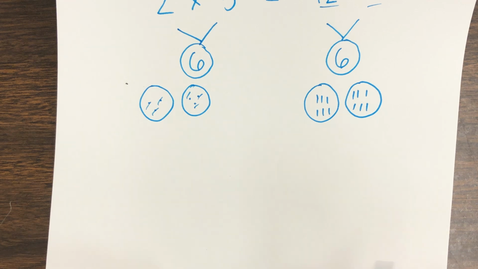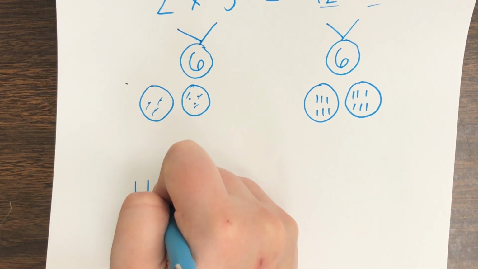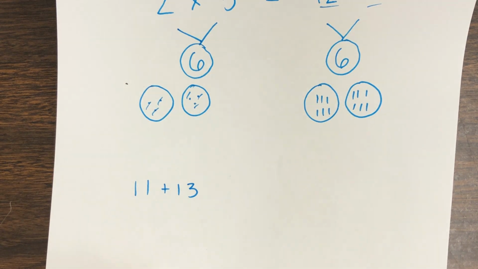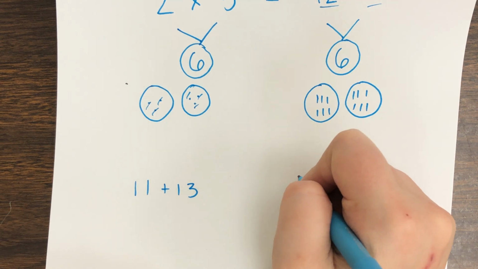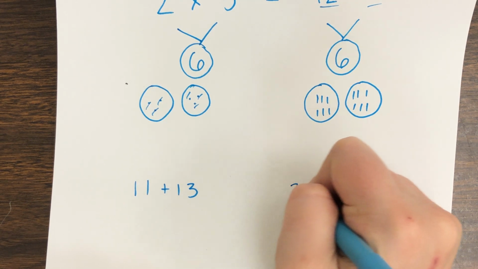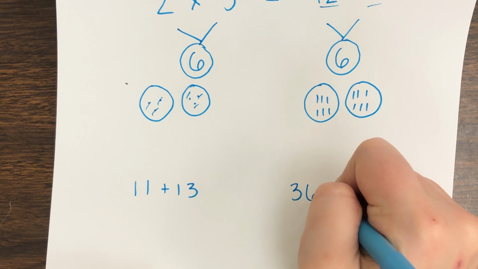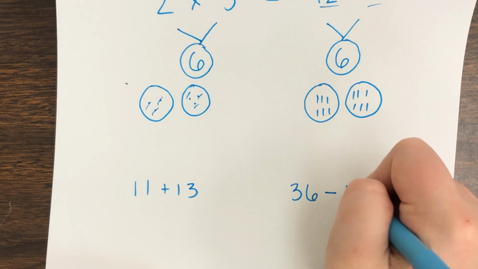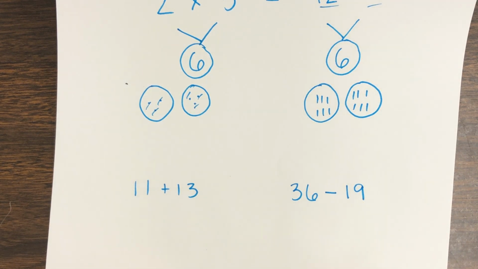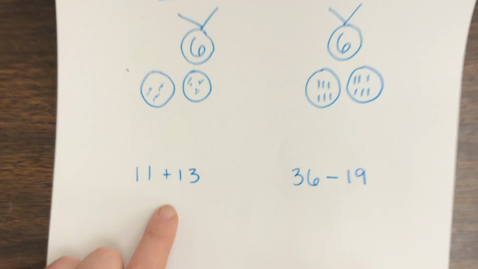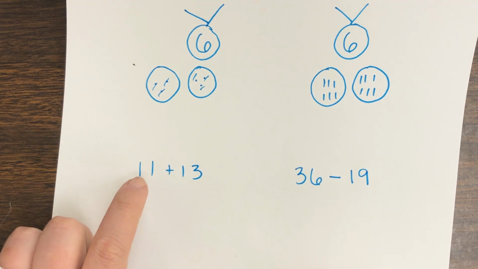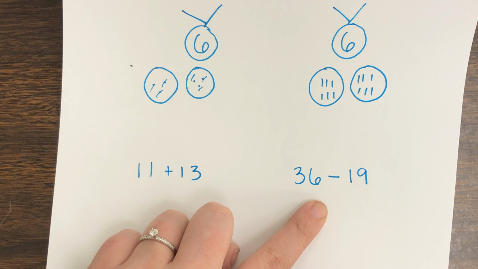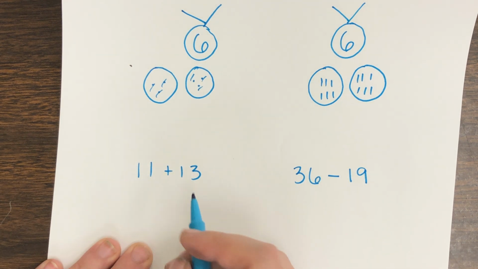Okay, for the next one, let's do 11 plus 13, and let's do 36 minus 19. And let's see if these are equal or not equal, okay? We're doing some adding and subtracting here. Remember, adding means to get bigger, subtracting means to take away. So let's do 11 plus 13.